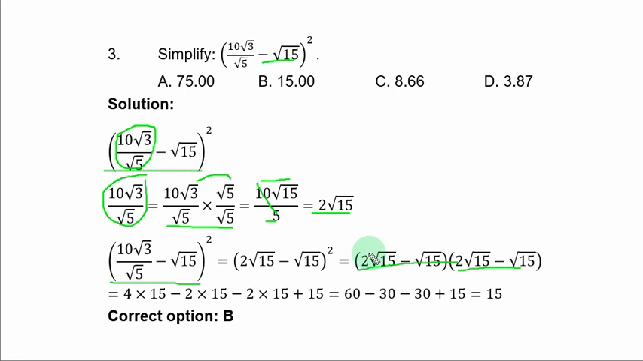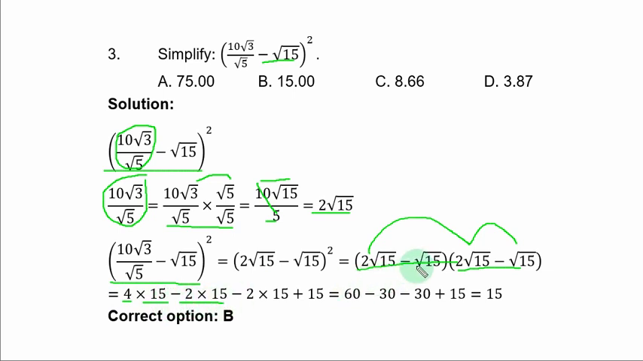So you take first term times first term and second term. That is 2 times 2, 4. Root 15 times root 15 is 15. Then you have minus 2 times 2 root 15 times root 15. That is minus 2 times 15.